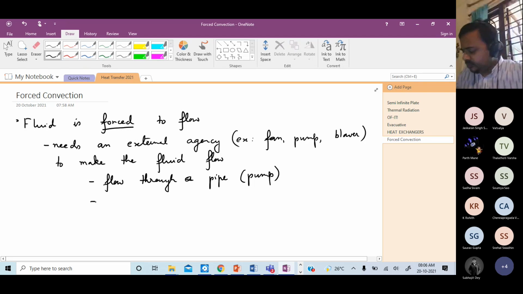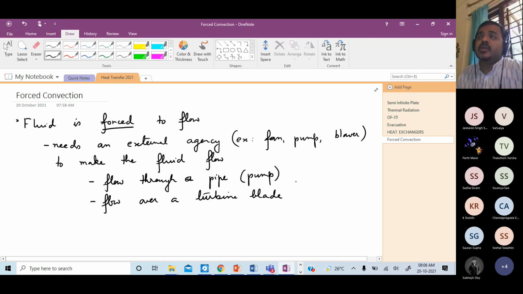Another example is flow over a turbine blade. Why does the fluid flow over a turbine blade? Because it is at a higher pressure. So finally, it is a pressure-driven flow. You have to raise the pressure, whether you do it through a fan, a pump, a blower, or a compressor.